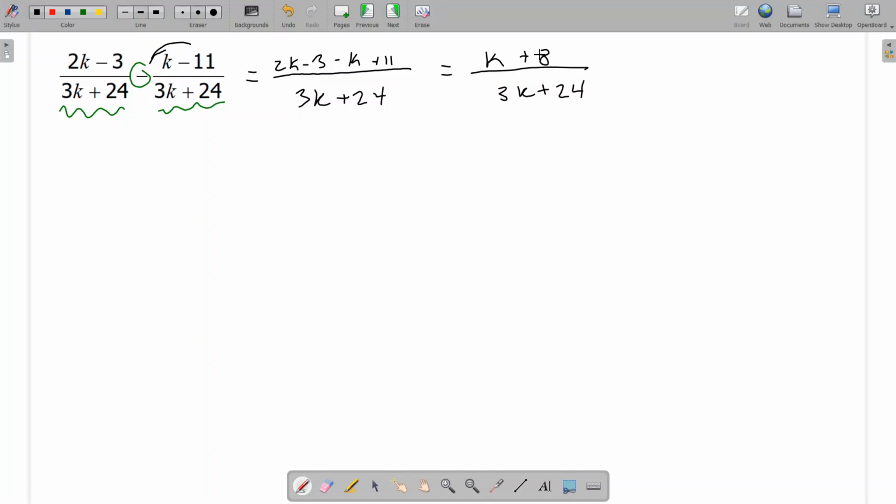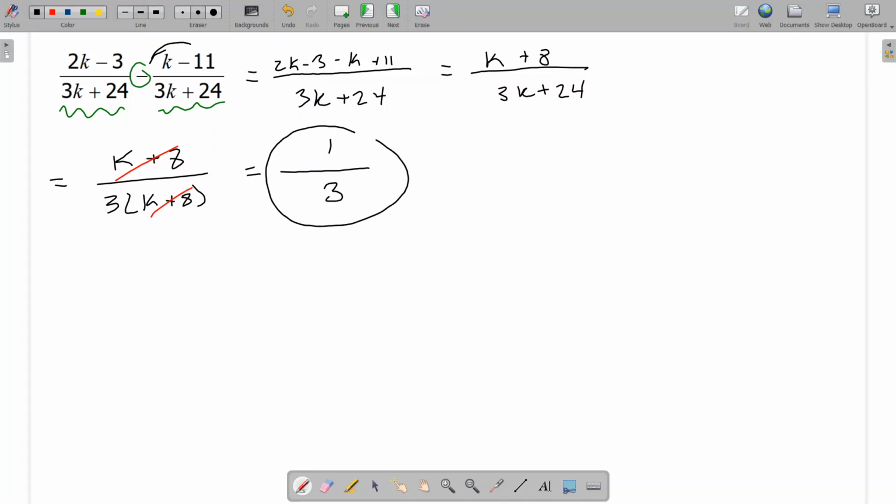I notice the GCF in the denominator is a 3, and if we factor that out, we're left with a k plus 8, which we could cancel with the k plus 8 in the numerator. That doesn't mean there's a 0 in the numerator. That means there's a 1 in the numerator. So our answer is 1/3.